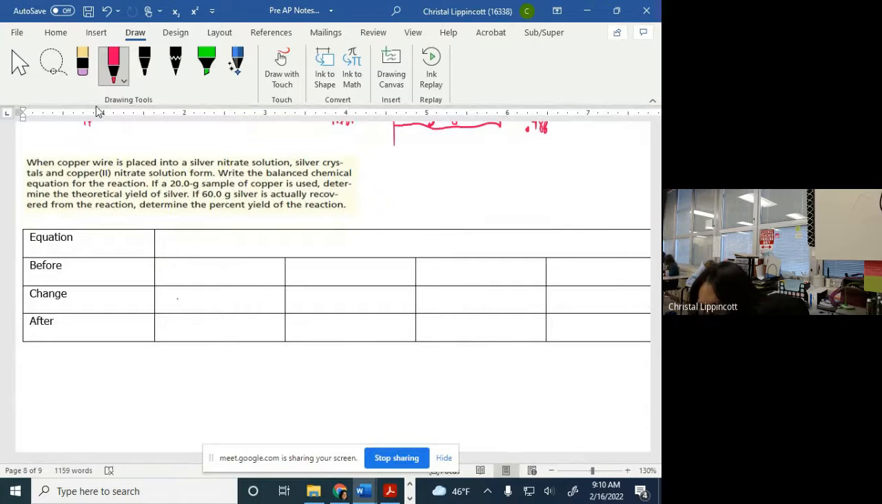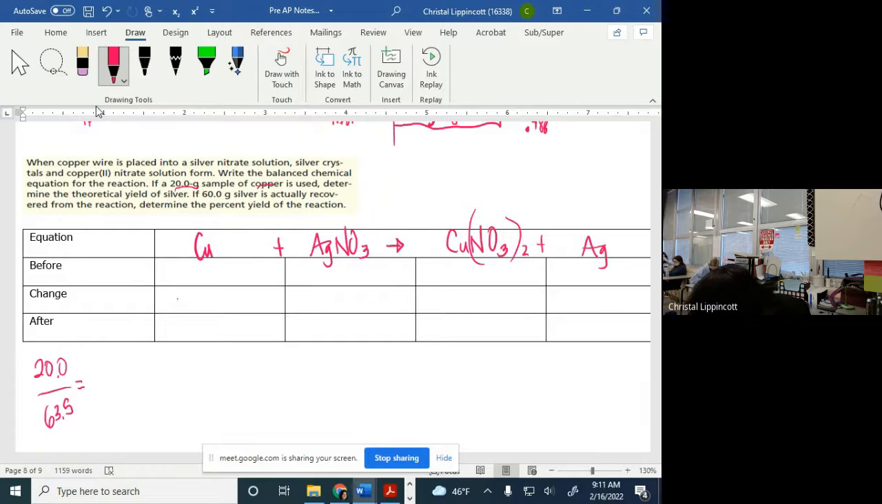All right, this is a single replacement reaction. We've got copper. We have silver nitrate. Our copper is going to go in with the silver nitrate, and our silver is going to go sit on the bench. We've got 20 grams of copper. So I'm going to take my 20. I'm going to divide by 63.5, which is the molar mass for copper. And that's going to give me my moles of copper.